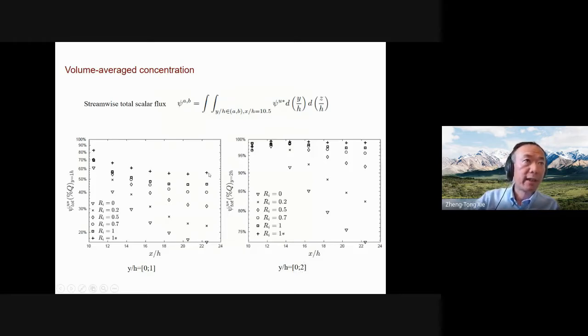And you can see it's shocking, right? At higher Richardson number, most of the scalar goes through within the canopy, right? If you look at a slightly higher level, at 2H, almost 100% goes through this height. That means nothing goes outside of 2H, for Richardson number 1 and even 0.7, right? So this gives you a very strong indication of the dispersion.